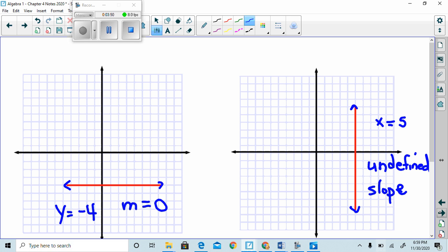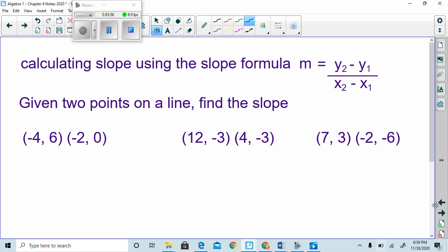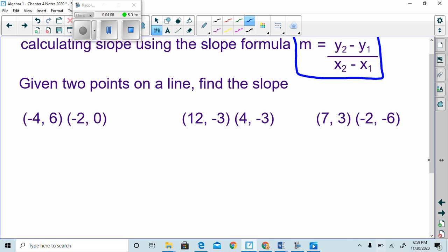On to my slope formula. In my slope formula, we're looking at this change in y over the change in x. Here is the formula that we want to commit to memory if it's not already there. Remember, change is a difference. So we're going to do a couple practice problems. The key to this is remembering how to set up the problem. There are 2 points. The first point is labeled x1, y1. The second point is labeled x2, y2.